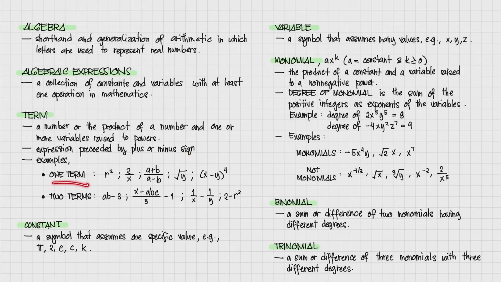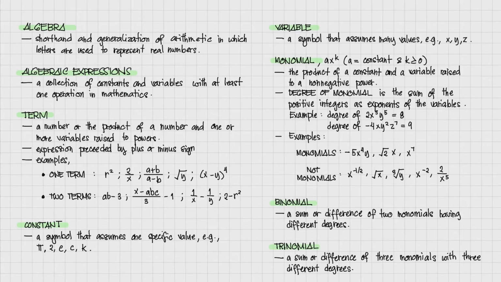Examples of terms. So you have one term here: r raised to 2, 2 over x, a plus b all over a minus b, square root of y, quantity x minus y raised to the fourth power. So these are examples of one term. And then these are examples of two terms. So you have a times b minus 3, so you have one term here and another term here. And then you have a minus abc divided by 3 minus 1, so one term here and then another term here. You have 1 over x minus 1 over y. You have 2 minus r squared. So those are examples of your terms.